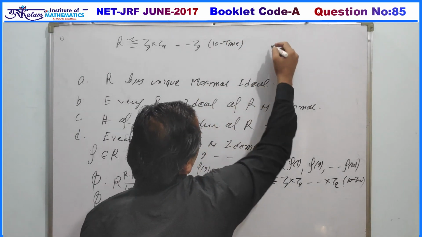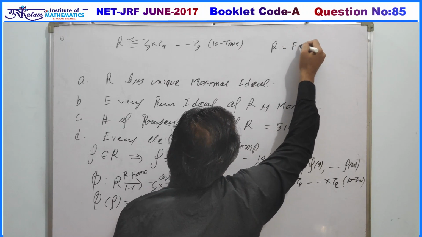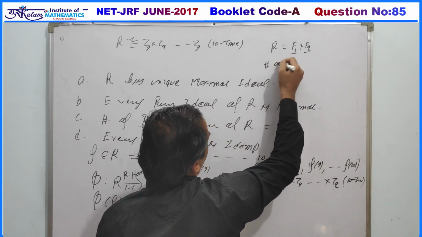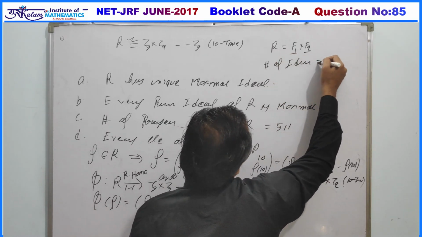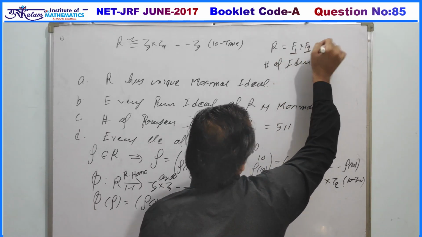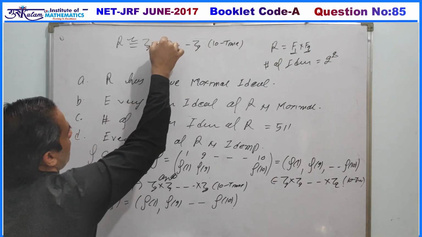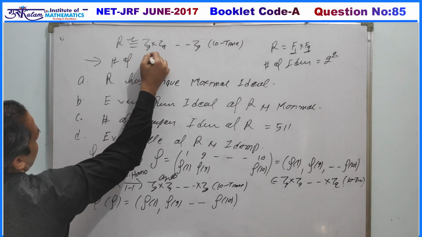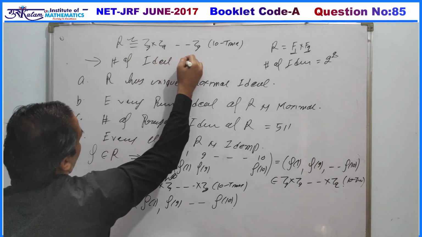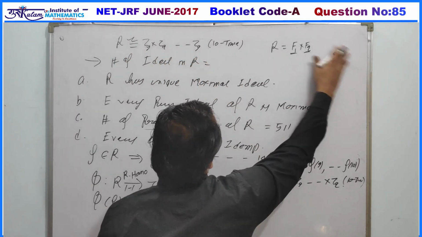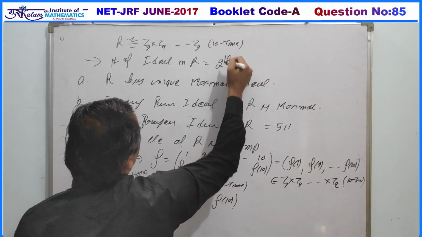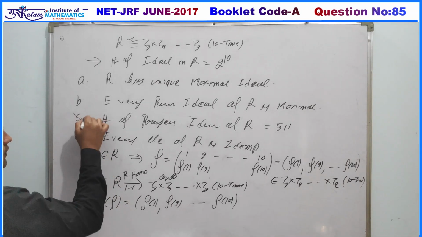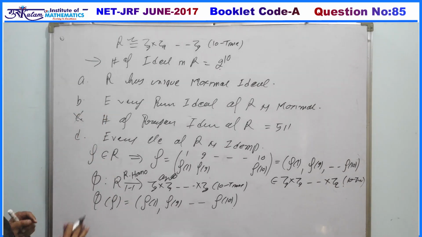And we know that if R is a ring which is F1 cross F2, where F1 and F2 are fields, then the number of ideals is always 2 to the power 2, that is, 2 to the power of the number of components. Since these all are fields, from this we have the number of ideals in R equal to 2 to the power 10, and the number of proper ideals is 2 to the power 10 minus 1. So your C option definitely fails based on this theory.